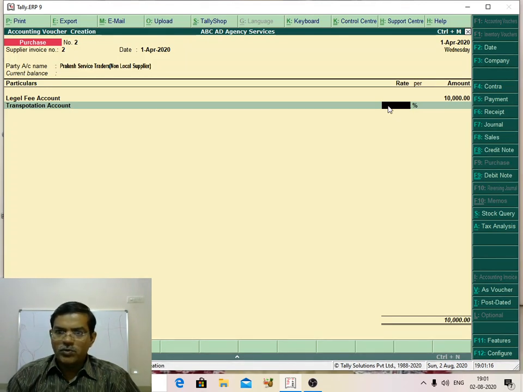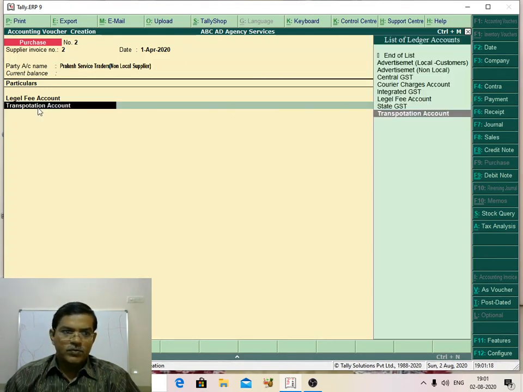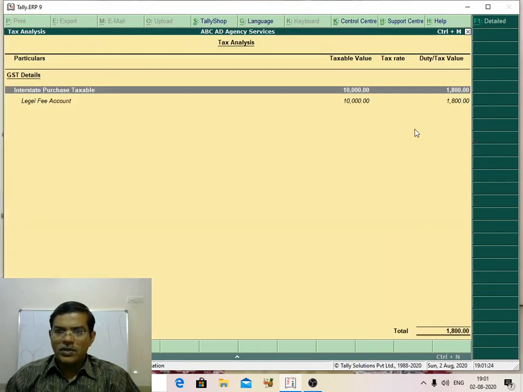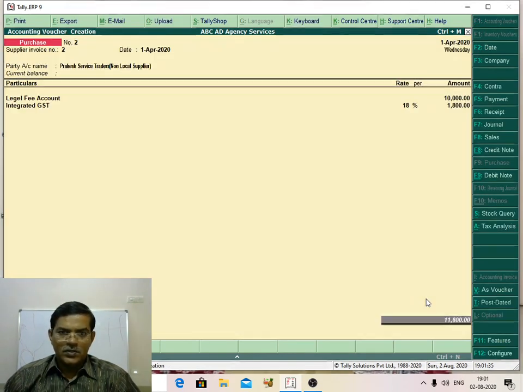I will post one more entry, right? I will show you. I will take integrated tax 18%. Same as the earlier case, you can see the tax rate. You can select the details, you can get the 18% tax rate on 10,000. Purchase value and integrated tax rate, the total amount is this much. If you want to print, you can take the print also.